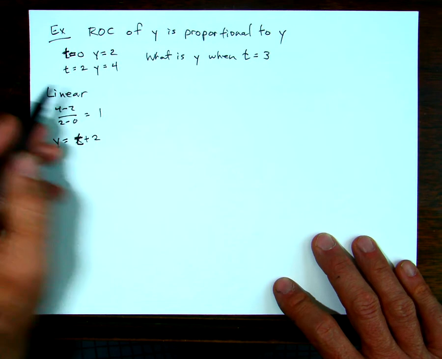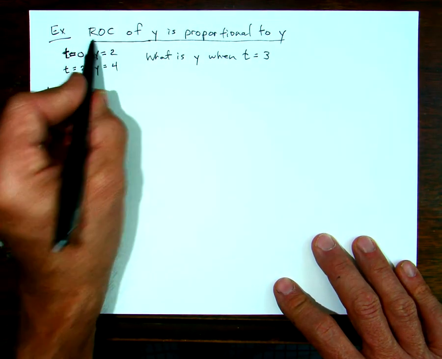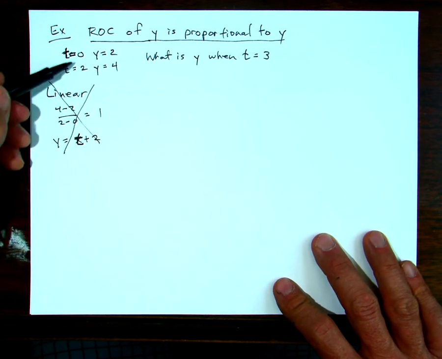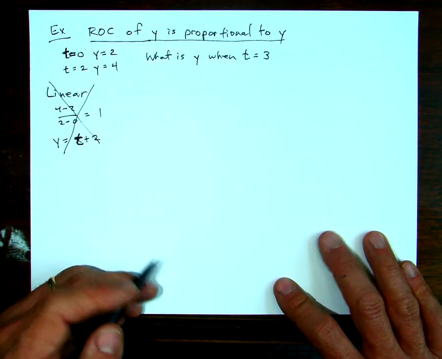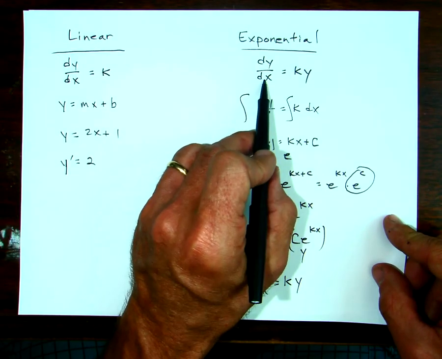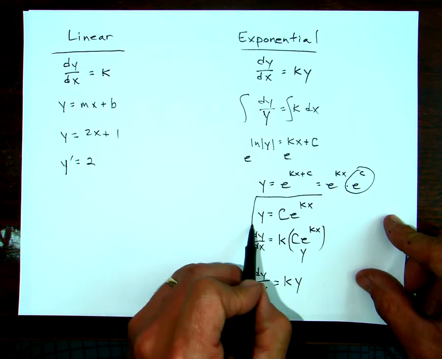But when they tell us that the rate of change of y is proportional to y, then we know it's not linear, right? So what do we do with this information? Well, we've already solved the general case back here, where we saw how the rate of change of y is proportional to y. We solved that differential equation, and we ended up with this right here.